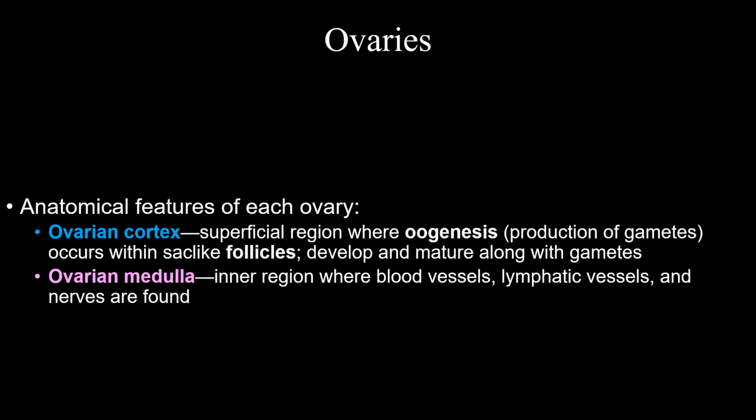Like other organs, the superficial portion of the ovary is the cortex, and the deeper portion is the medulla. The ovarian cortex is going to be the site of oogenesis, and this is the production of those female sex cells, those gametes. And in females, these gametes are produced inside sac-like structures called follicles, which will develop and mature along with the gametes. The ovarian medulla is a sort of inner region that houses blood vessels, lymphatic vessels, and nerves.